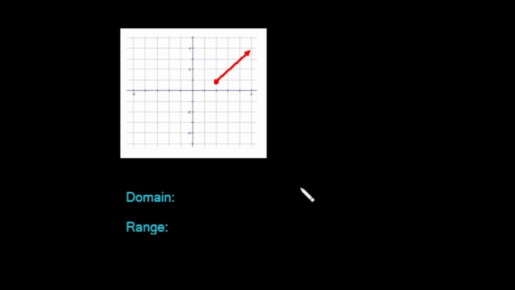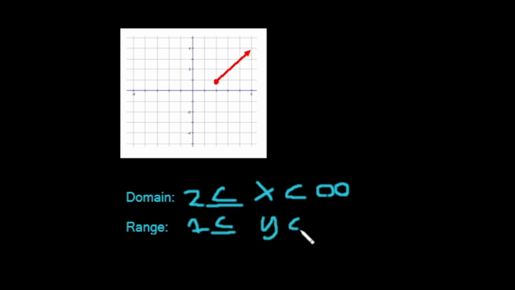Okay, so here we have another example where there's an endpoint right here, and then it goes on forever. So in this scenario, since there's an endpoint and the bottom dot is filled, the domain would be, since it's 2, 2 is less than or equal to x, which is less than infinity. And then the range would be, since it's 1, 1 is less than or equal to y, which is less than infinity.